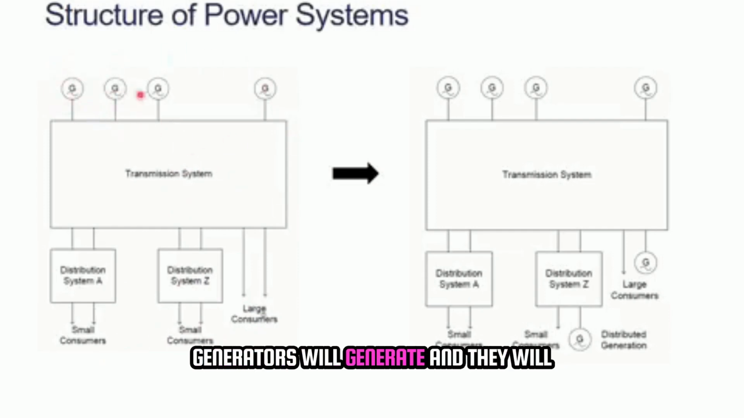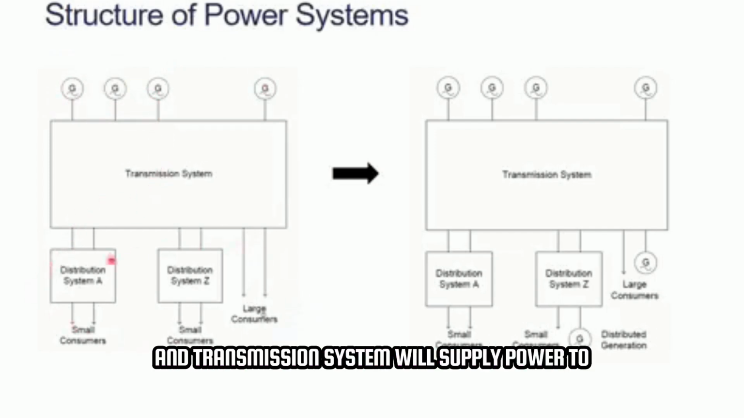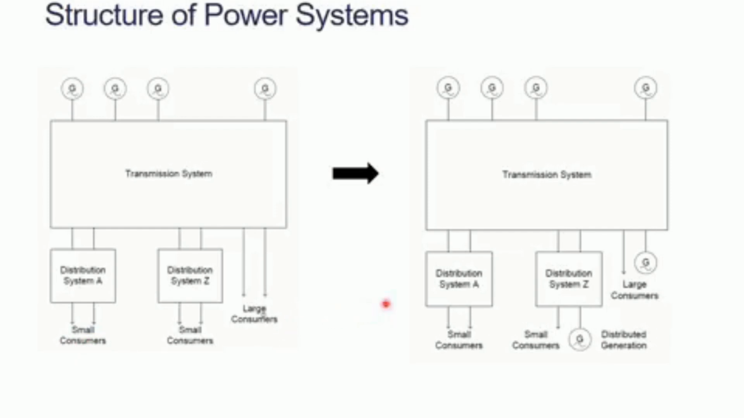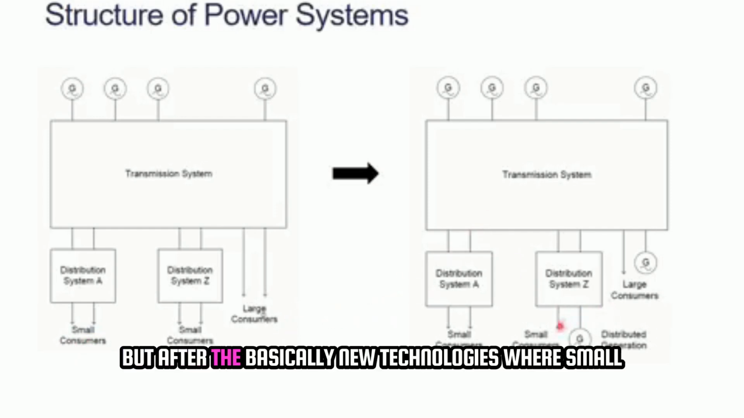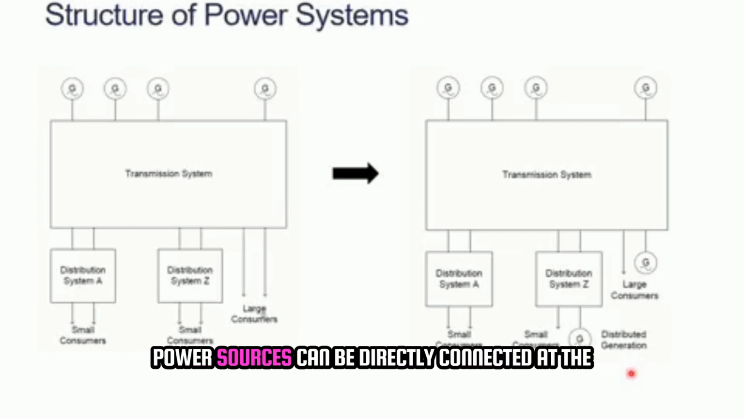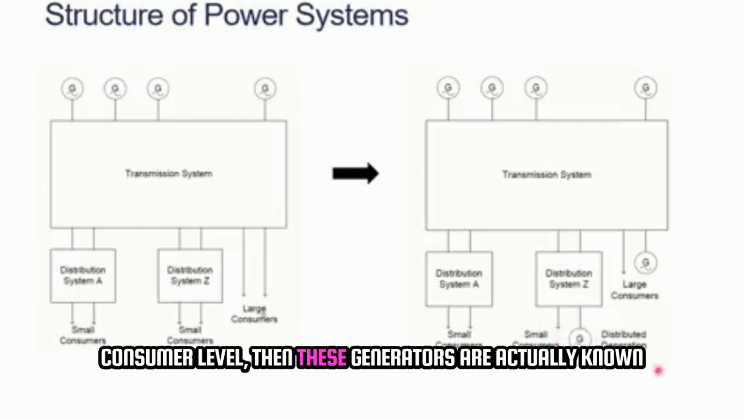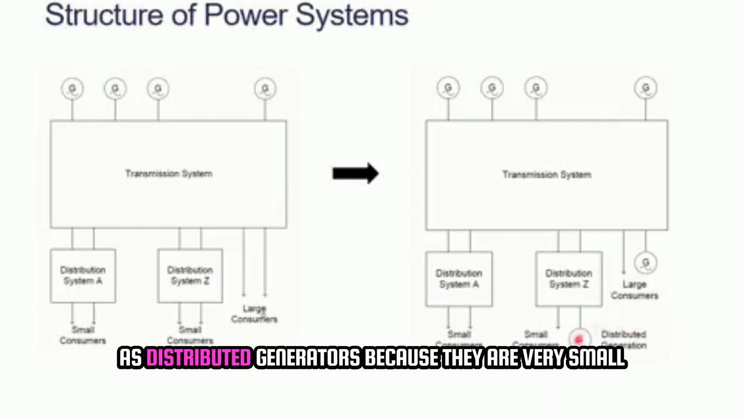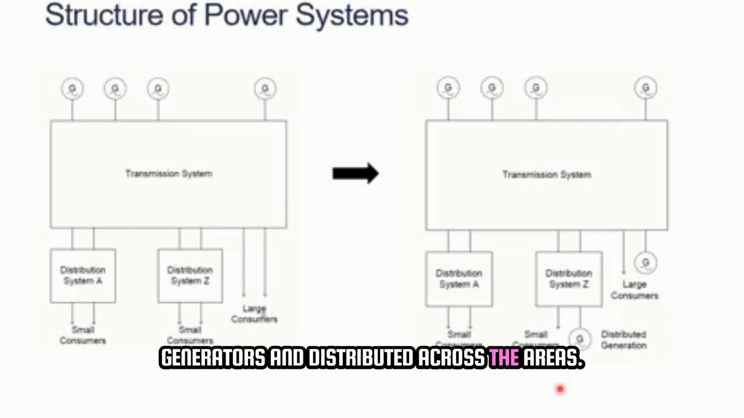Only generators will generate and they will supply power to the transmission system, and the transmission system will supply power to the distribution systems, or through them to small consumers, or directly to the large consumers. But after the new technologies, where small power sources can be directly connected at the consumer level, these generators are known as distributed generators, because they are very small generators distributed across the areas.